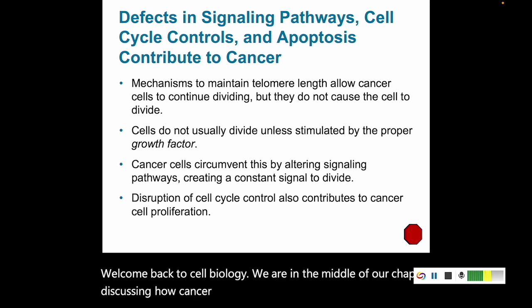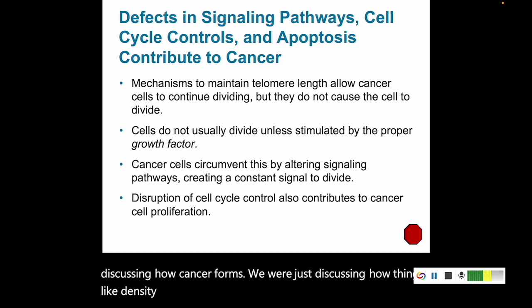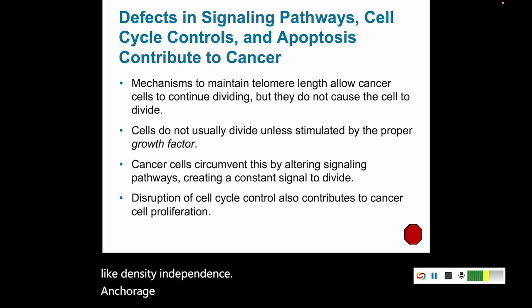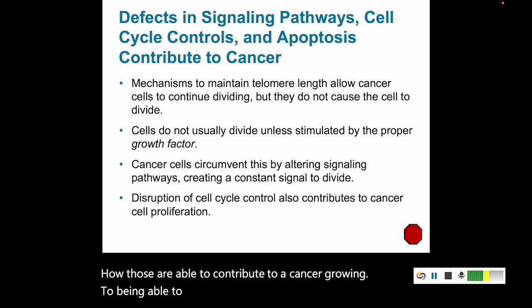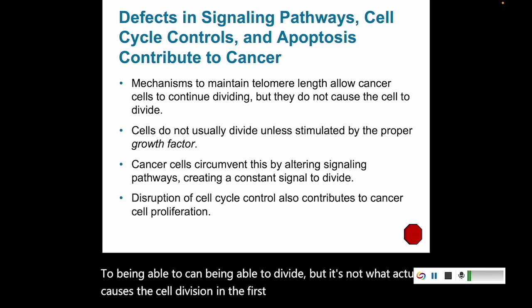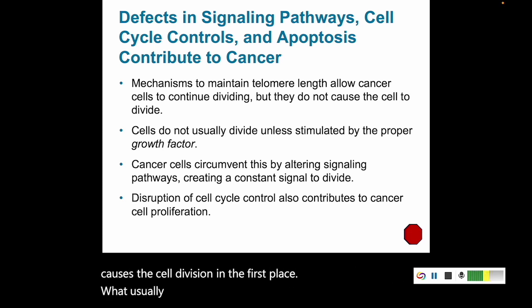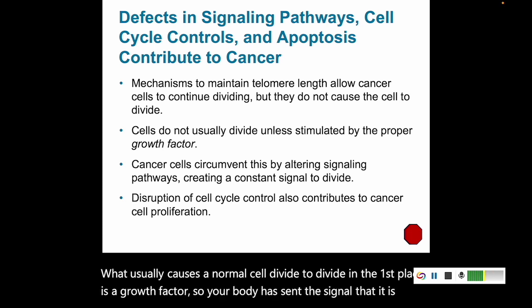We were just discussing how things like density independence, anchorage independence, and being able to keep telomerase activity are able to contribute to a cancer growing, to being able to divide. But it's not what actually causes the cell division in the first place. What usually causes a normal cell to divide in the first place is a growth factor. So your body has sent the signal that it is time for the cell to divide.